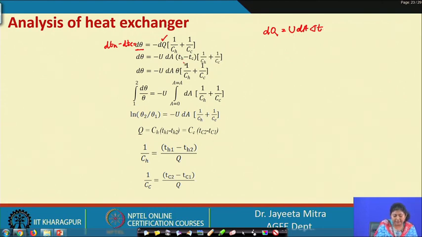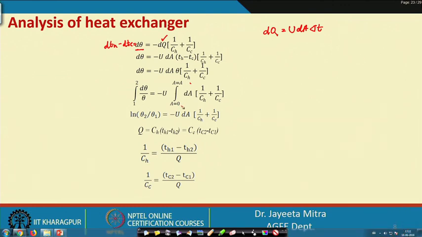So, we can write delta T as Th minus Tc. This Th minus Tc is termed as theta, so d theta equals minus U dA theta into (1 by Ch plus 1 by Cc). Now, we need to integrate this, because d theta is the differential change in the temperature difference of the two fluids from section 1 to 2. So, A equal to 0 to A equal to A, that means the total area.